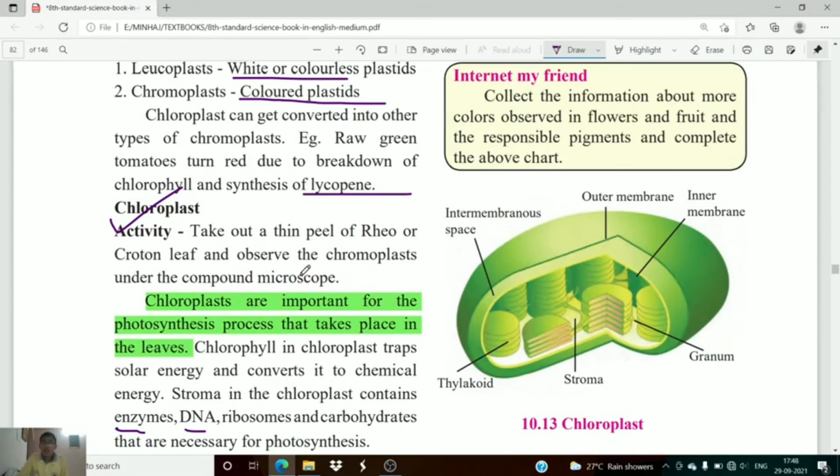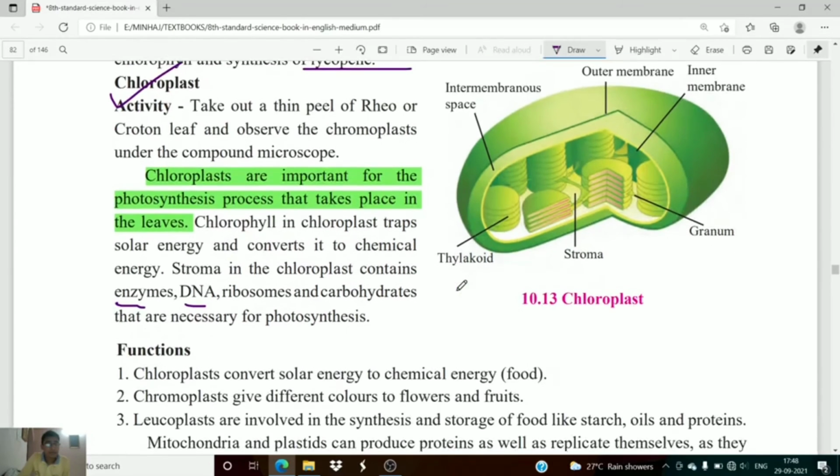Now here you can see the diagram of chloroplast. Stroma is there, then thylakoid, granum is there, there is one inner membrane and there is an outer membrane. So by this we can say that chloroplast is a double membrane structure, and there is some intermembranous space within the two membranes. So there is some space between the inner membrane and outer membrane of the chloroplast.